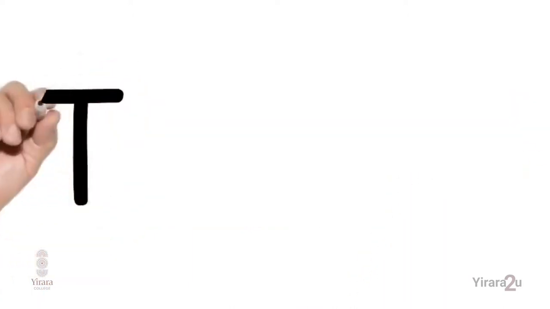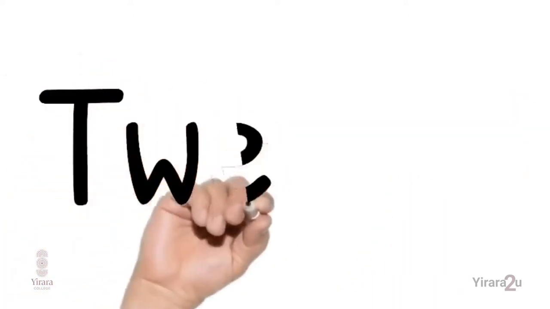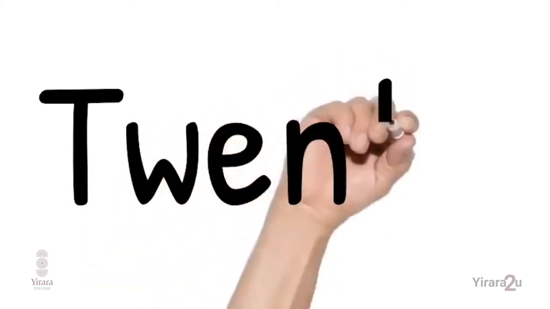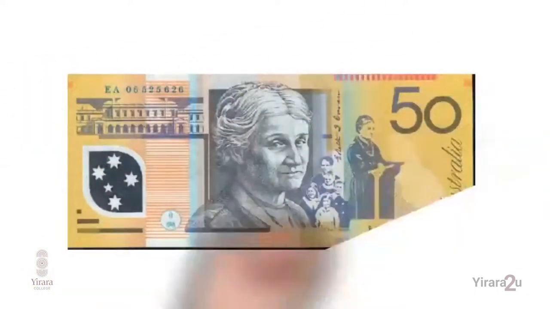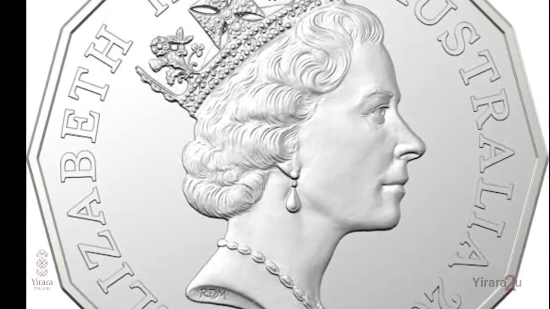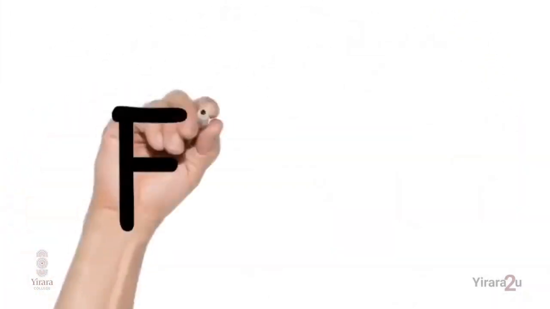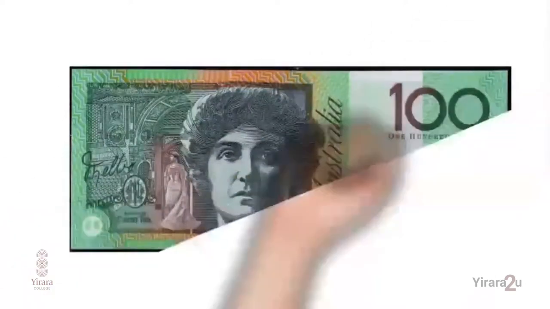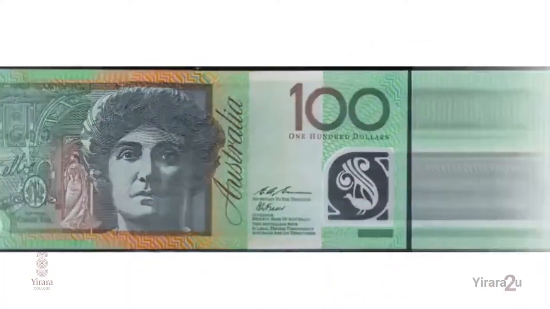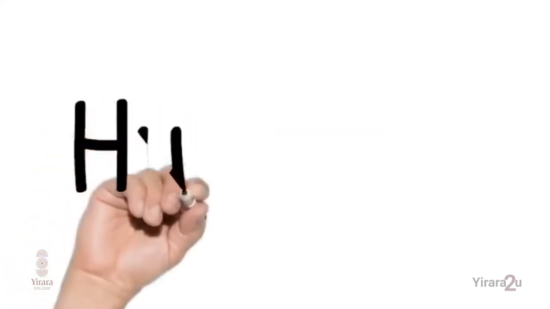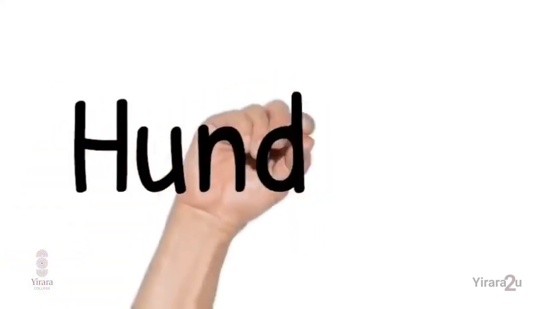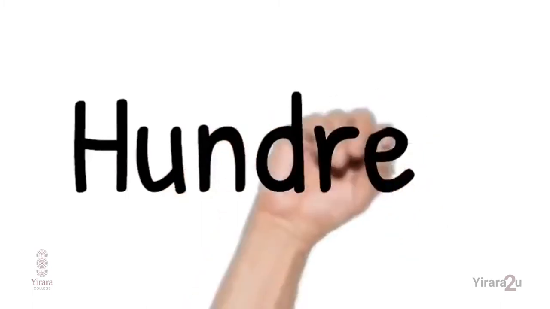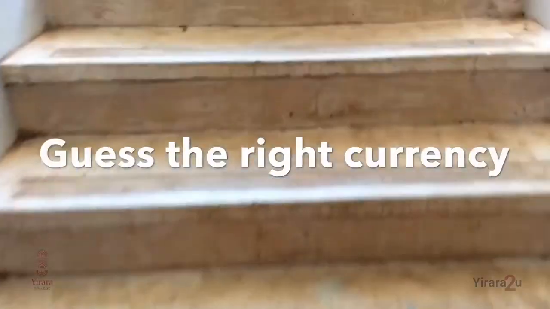Let's spell that one. T-W-E-N-T-Y, 20. The next number is the number 50, as seen in our $50 note or 50 cent coin. Let's spell it. F-I-F-T-Y, 50. And our last number is 100, found in our $100 note. Let's spell it. H-U-N-D-R-E-D, 100.